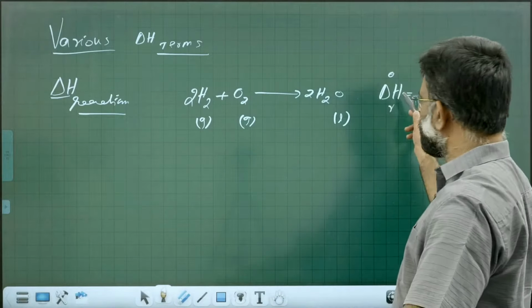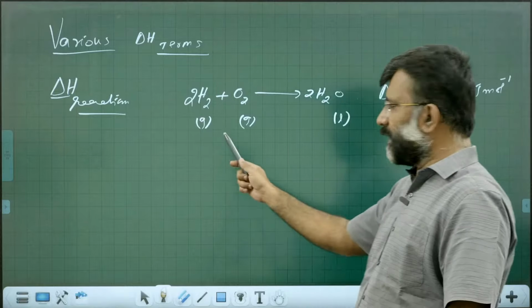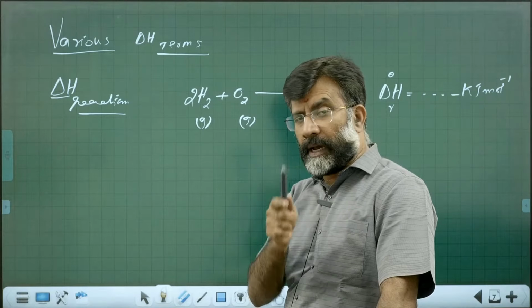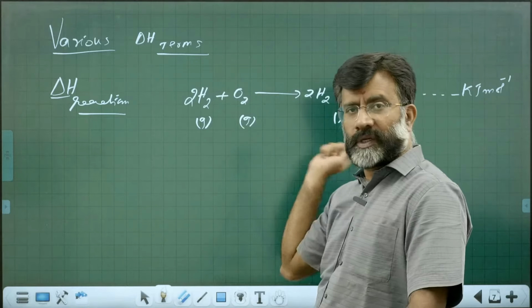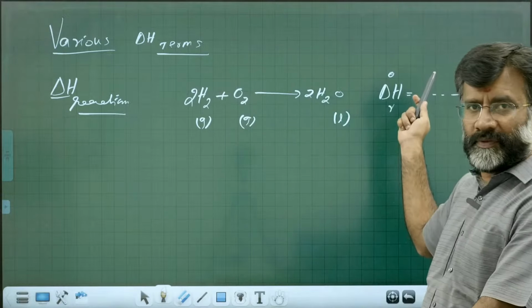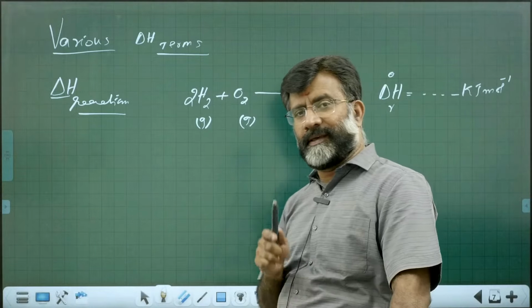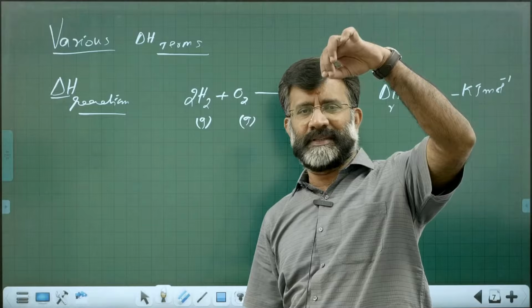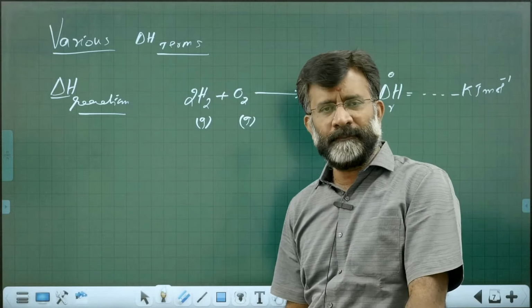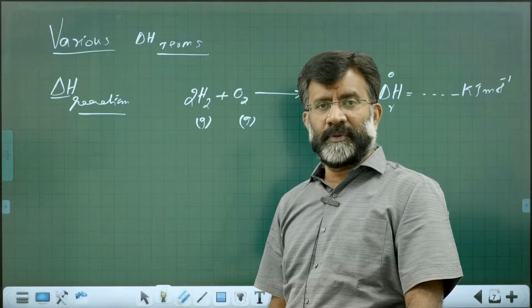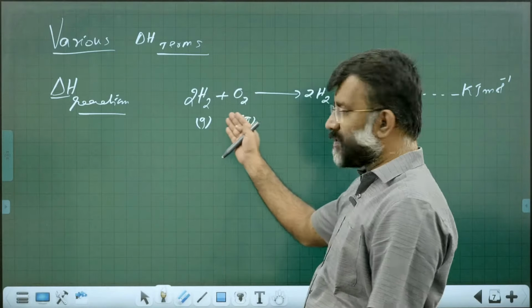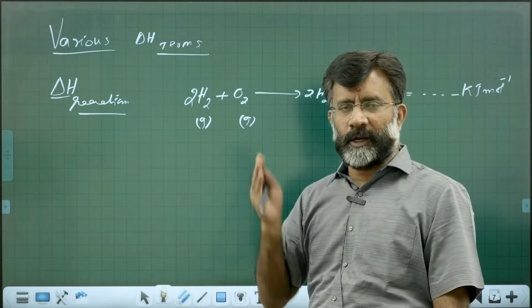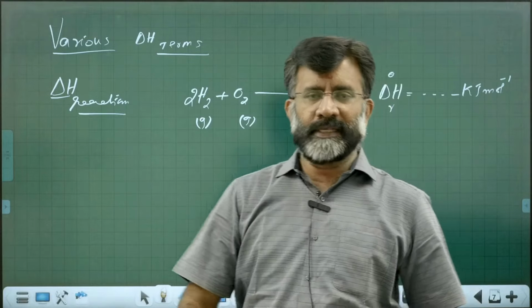So enthalpy of reaction means enthalpy change during a reaction in which the number of moles of reactants and products are as per the balanced chemical equation. This is a balanced chemical equation, and that is called enthalpy of reaction. And if all the components are in their standard state, we call it standard enthalpy of the reaction, which is indicated with a degree symbol. Enthalpy measured under standard condition: hydrogen standard condition, gas; oxygen standard condition, gas; H2O standard condition, liquid. That you have to ensure. So this is enthalpy of reaction.